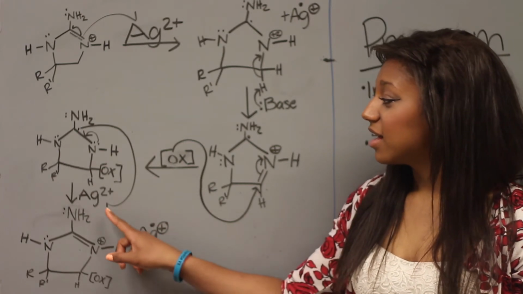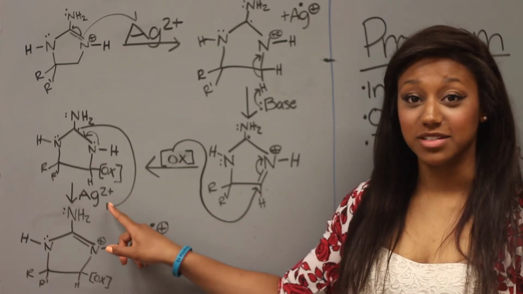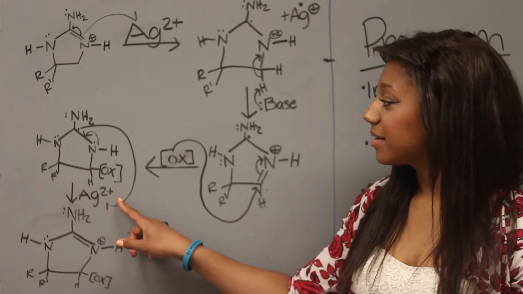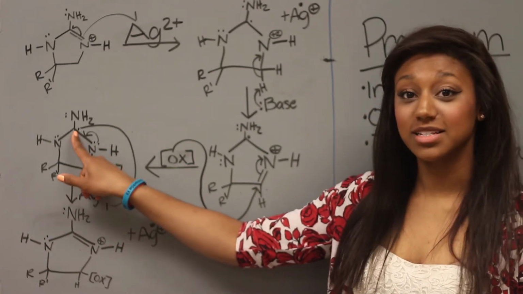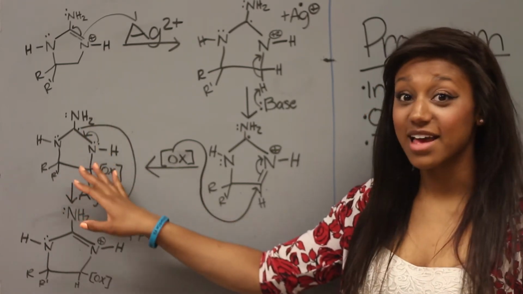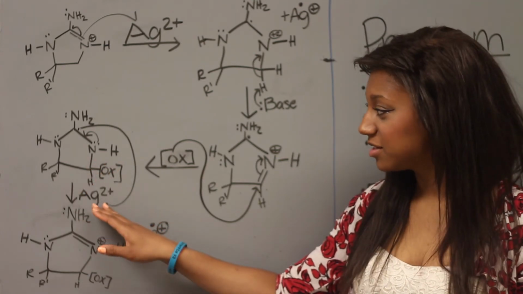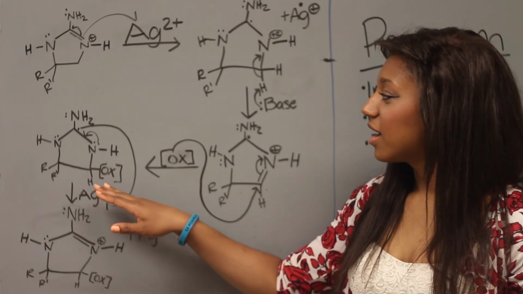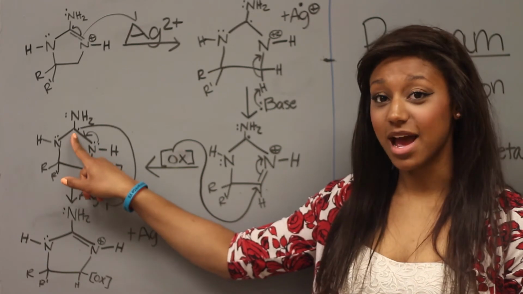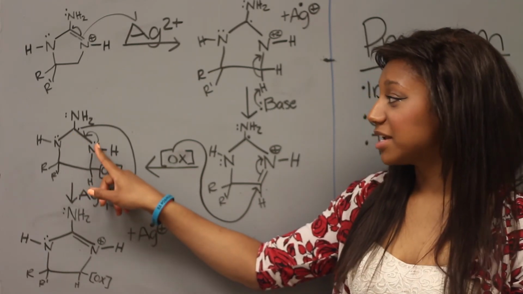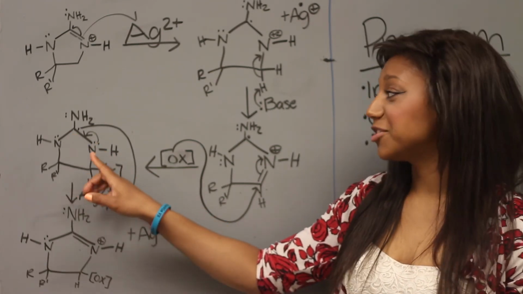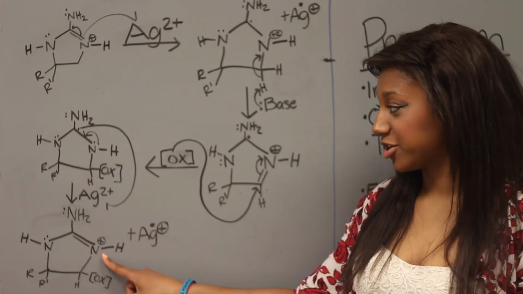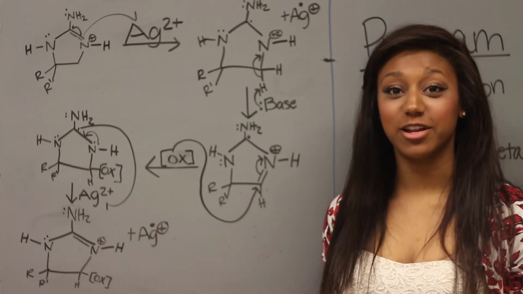Following that, another equivalent of silver 2+ will come in, remove this electron, oxidize the molecule, be reduced, and to satisfy carbon's now open shell, the lone pairs from nitrogen would kick up and nitrogen would gain a plus charge. That would give you the final product.